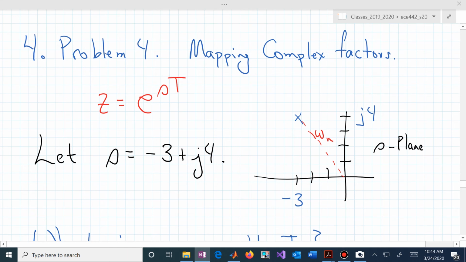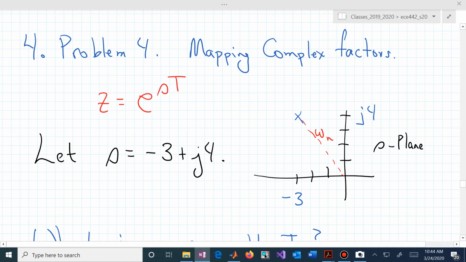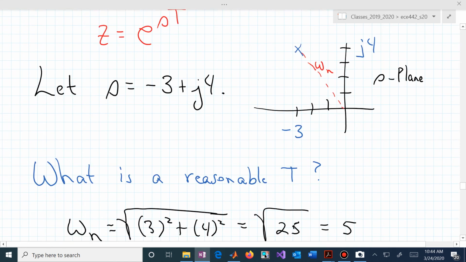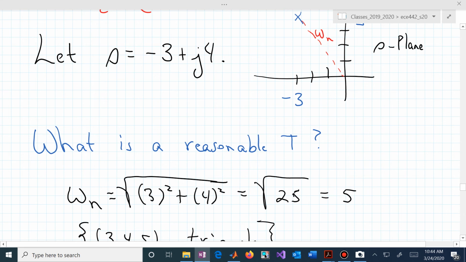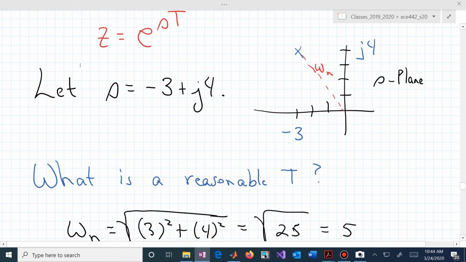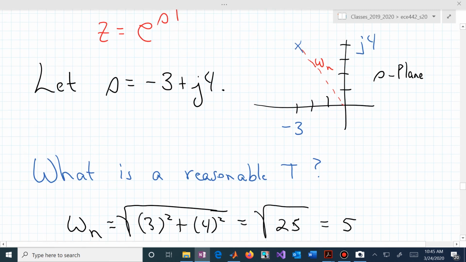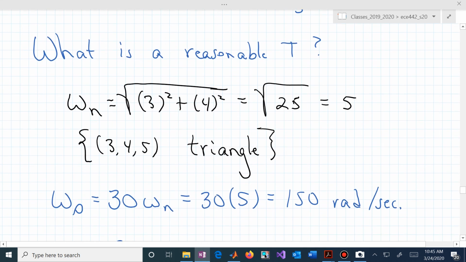And here I'm putting this sample period in with this complex factor mapping. So this is just an intermediate step in mapping from C to D, or using the pole zero mapping approach. What is reasonable? Here we have a real part of 3, or a horizontal leg of this triangle. We have a side of 4 for the vertical, and the hypotenuse. This is a 3, 4, 5 triangle. The hypotenuse is 5. That's now our highest frequency that we're interested in.